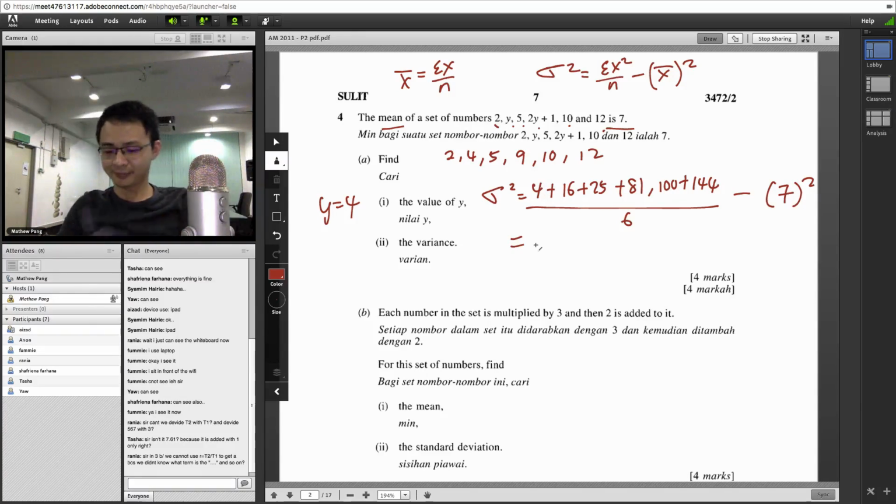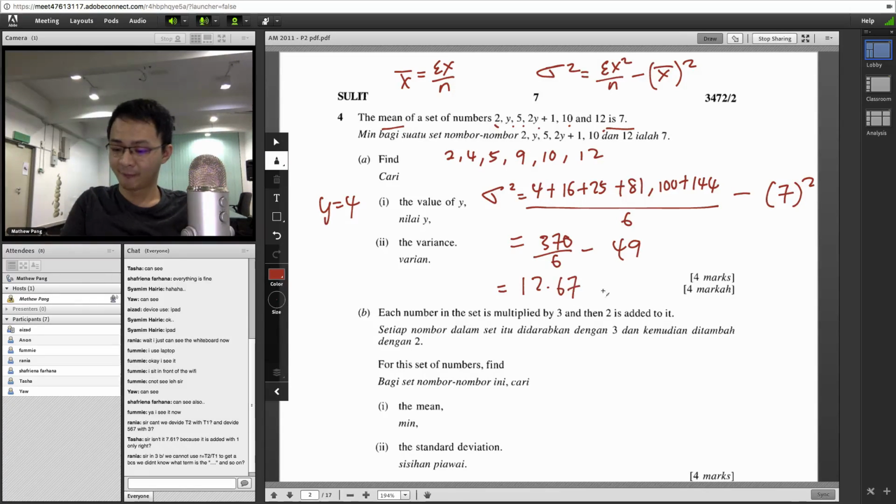Alright. Then I will use the calculator, definitely. 4 plus 12 plus 25 plus 81 plus 100 plus 144. Yeah, I have 370 over 6 minus 49. Divided by 6 minus 49, I guess this is my variance, which is 12.67. Are we getting the same answer? I hope we do.